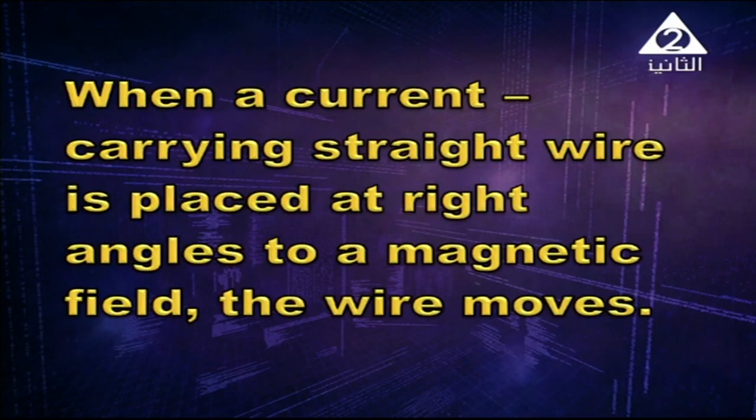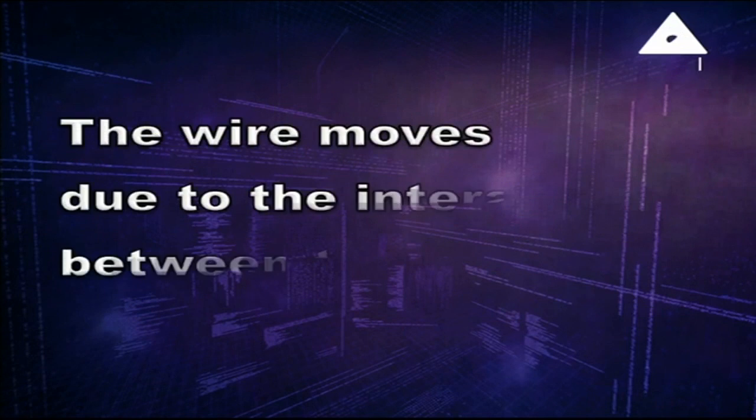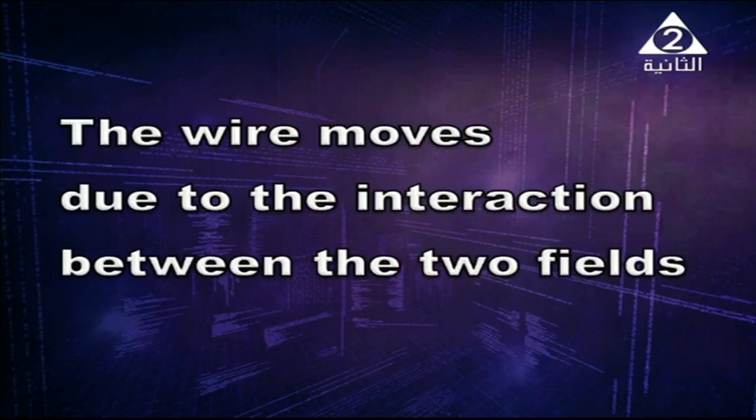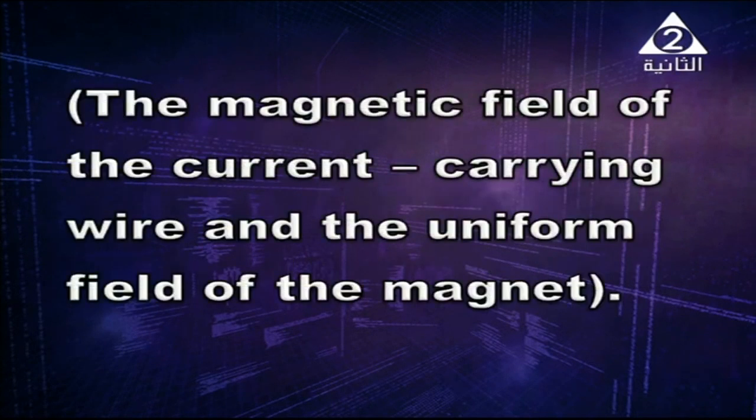Now we've got to give a reason. When a current carrying straight wire is placed at right angles to a magnetic field, the wire moves. The wire moves due to the interaction between two fields, the field of the magnet and the field produced due to the current flowing in the wire. The magnetic field of the current carrying wire and the uniform field of the magnet interact.